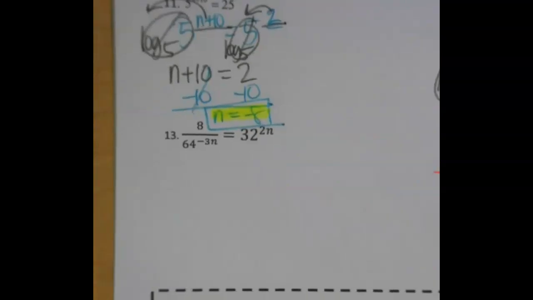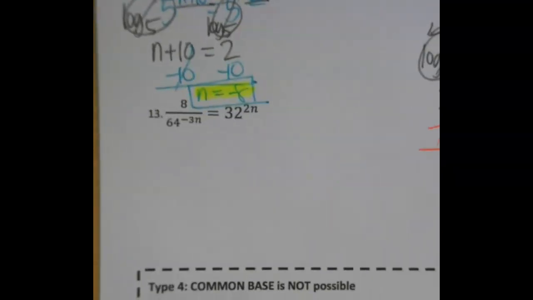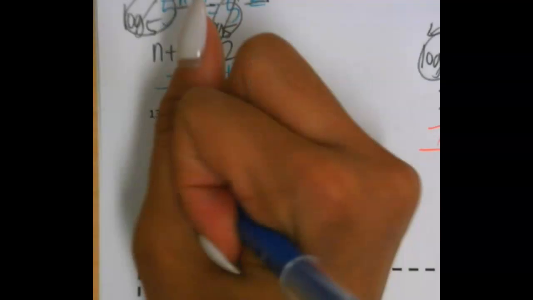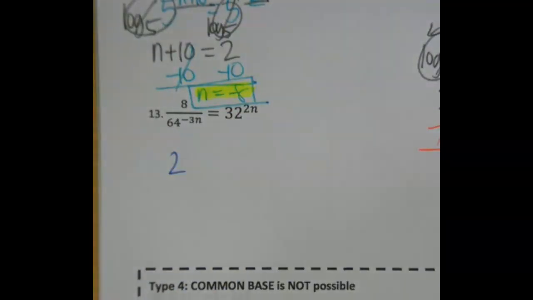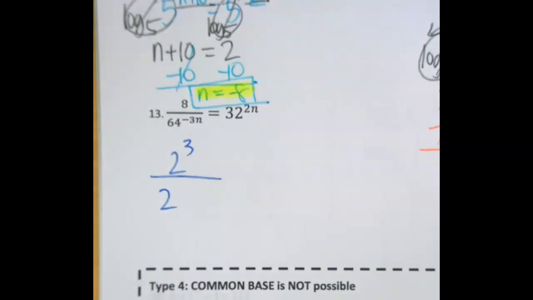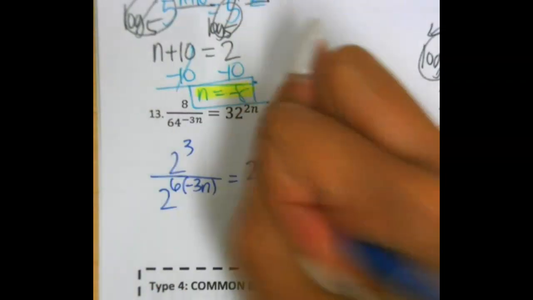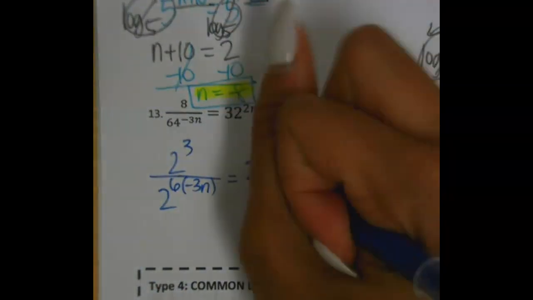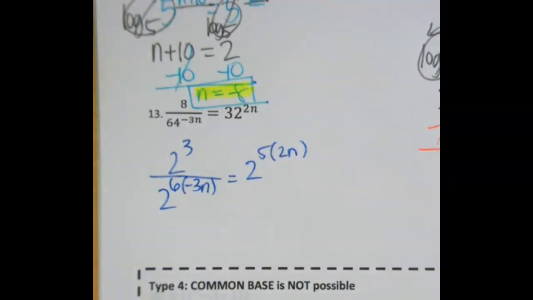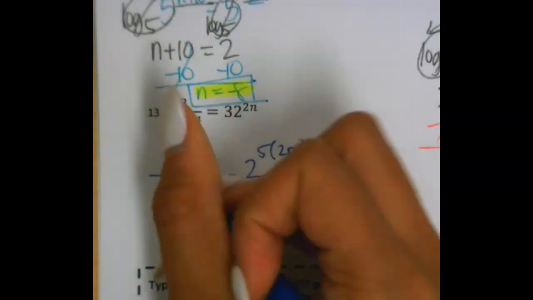Okay, so for question 13, we have 8 over 64 to the negative 3n power, and then we have 32 to the 2n power. Mia, what base can we probably get this to be? All three of them, the 8, the 64, and the 32. We need them both to have the same base. You're saying a 2? 2 to what power will give you 8? 3. 2 to what power will give you 64? 6. And then it's going to equal 2 to what power will give you 32? 5. Good. Awesome job.